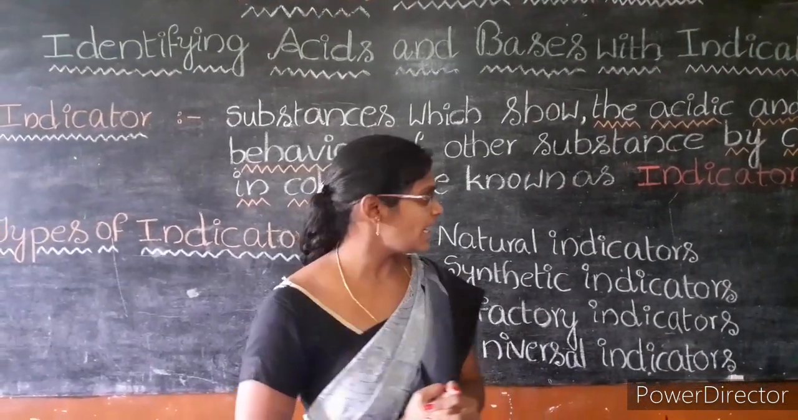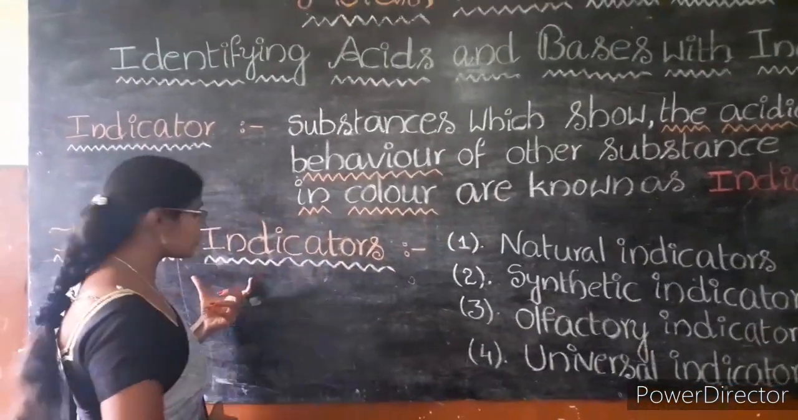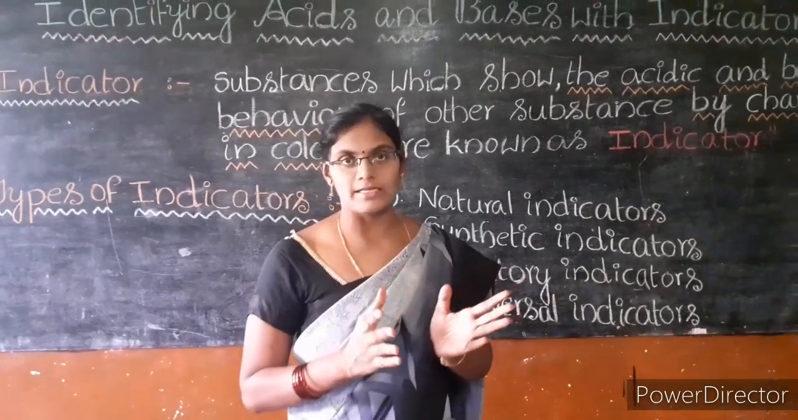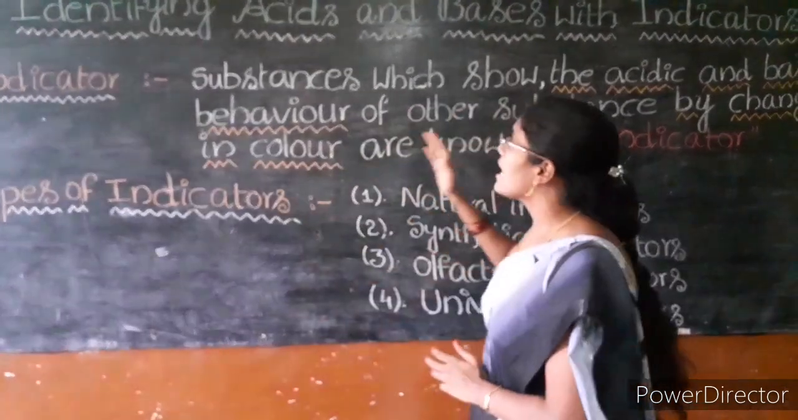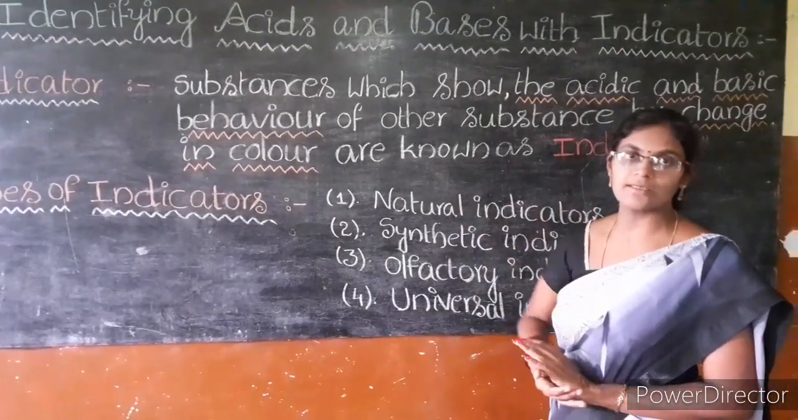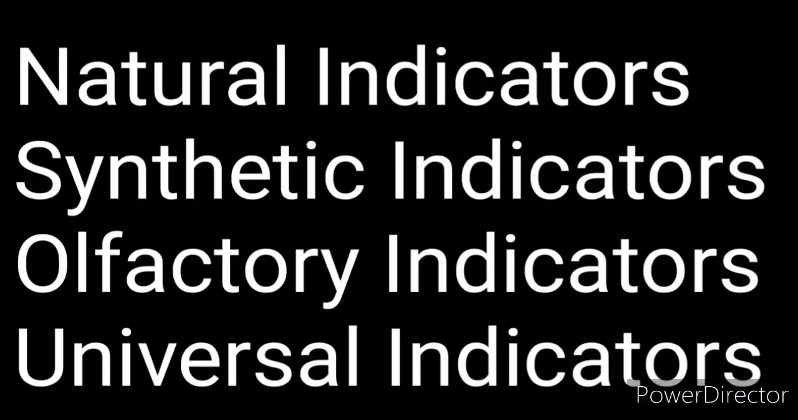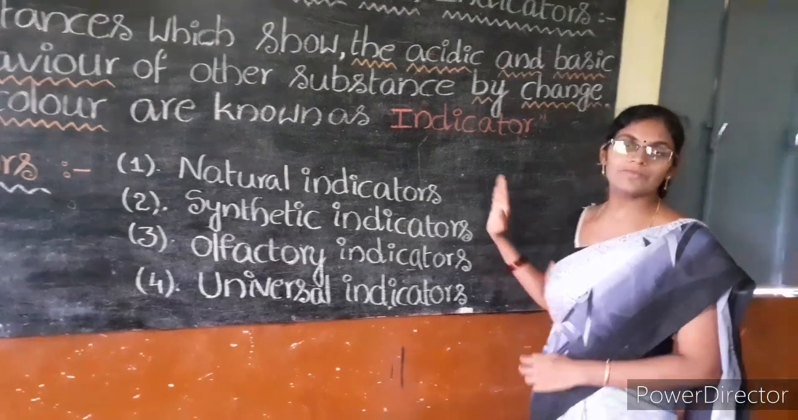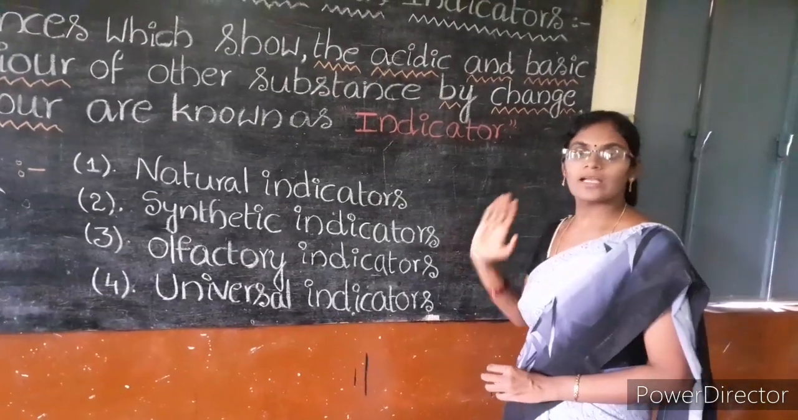Okay. And next, indicators are of four types. Generally, in different fields, we have different types of indicators. But according to acids and bases, in this lesson we have four types of indicators. They are natural indicators, synthetic indicators, olfactory indicators, and universal indicator. Of these four indicators, we will discuss one after another clearly.